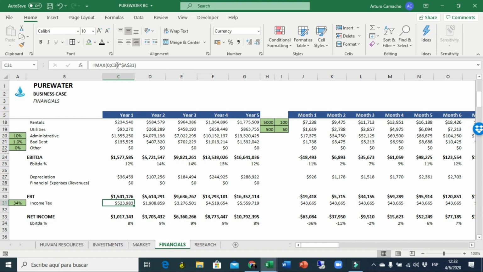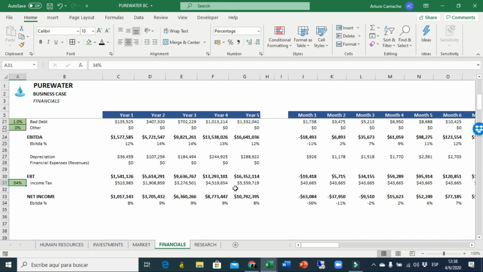I use the max formula, which of course if it is a negative value here, you shouldn't have a negative income tax. So whatever the maximum number between 0 and what you get by multiplying the EBT times the 34%, you put it here. If it's a negative value, it will show up as 0. Okay, so 34% is the figure. It would depend in each individual state where the company is made, right? So I think 34% is a good figure.